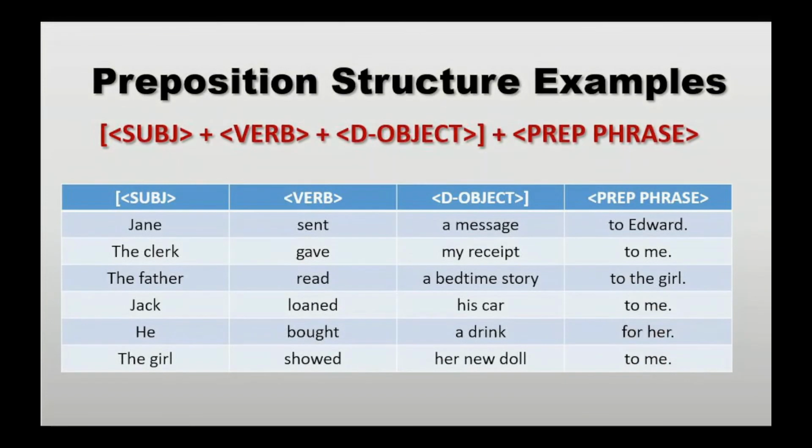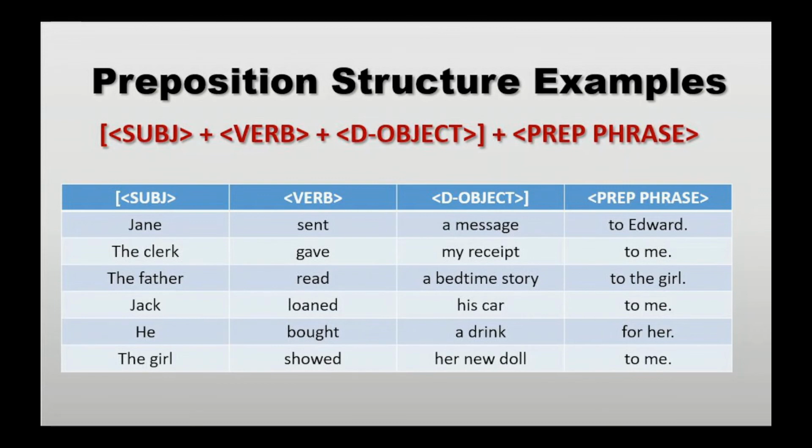Let's transition over to the examples. Here is the preposition structure. So you have a subject, you have a verb, you have your direct object, and as with a transitive verb, these are grouped together. You have to keep these together. And then you have a prepositional phrase. Now, a prepositional phrase is a group of words that start with a preposition, like to or for or something like that. To and for are the two prepositions used in this table of examples.